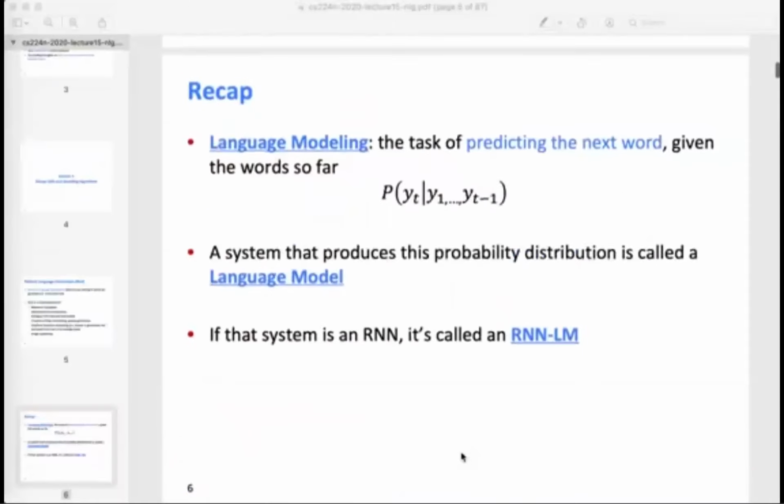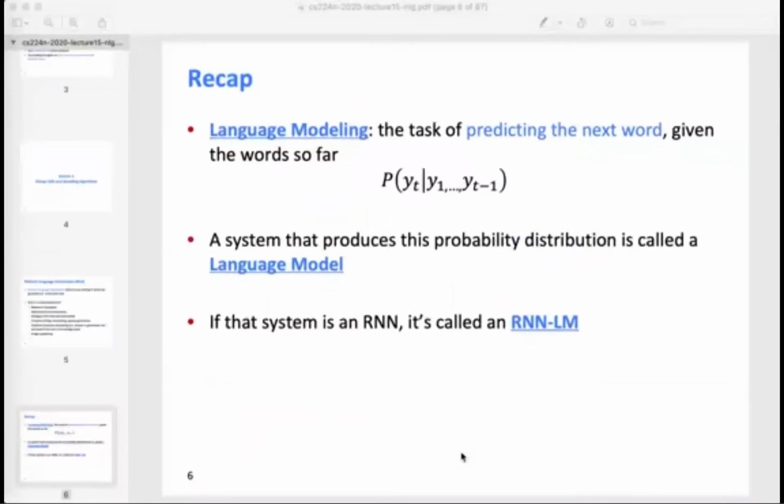Let's do a quick recap. Previously we talked about language modeling, which is the task of predicting the next word, given the words so far. Basically you're trying to predict the probability distribution of y_t, given the previous t-1 words generated. Any system that produces this probability distribution is called a language model. And if that system is an RNN, it's called an RNN-LM.